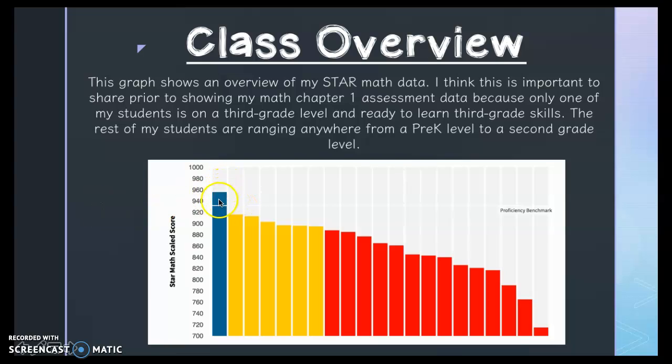So you can see here I have one student who is on a third grade level and ready to learn third grade skills. I have some students who are on a second grade level, and then it tapers off to first grade, kindergarten, and even goes down to some students who are on a pre-K level. And so you'll see a great range of scores in my Math 1, Chapter 1 data, because of the variability and ranges that my students perform at.